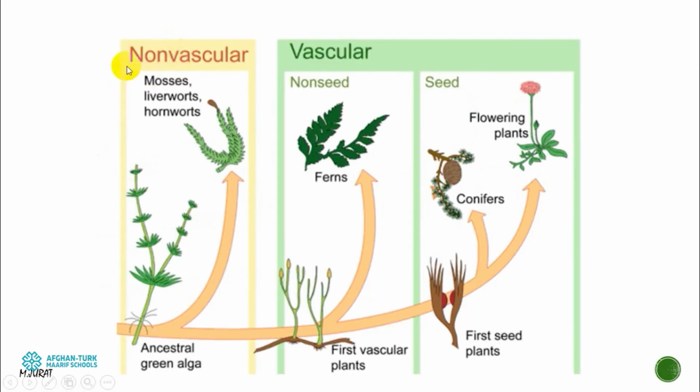So basically we said non-vascular plants were plants which we can find inside water. Mosses, liverworts and hornworts go in that category, and vascular plants, which contain xylem and phloem, were of two types: non-seed and seed plants. Now we are going to discuss these two.